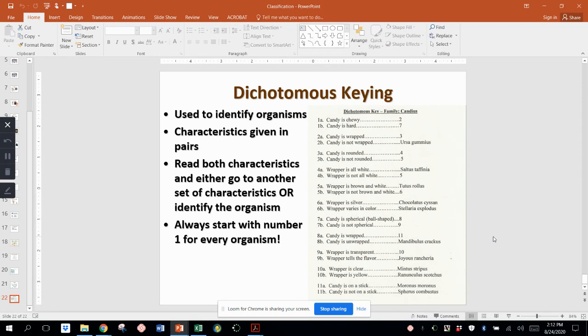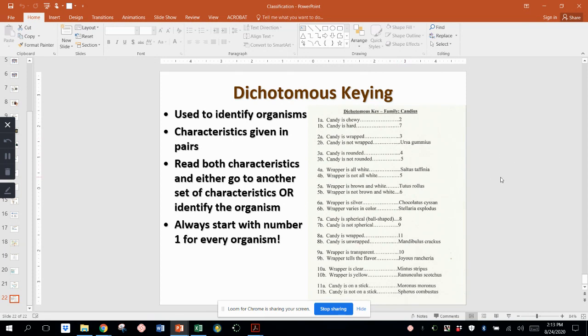So let's say we are looking for gummy bear. Candy is chewy versus candy is hard. Gummy bears are chewy, so we'd go to 2. And the candy is either wrapped or not wrapped. Gummy bears are not wrapped, so therefore it's Ursa gummius. Ursa actually is the bear genus.